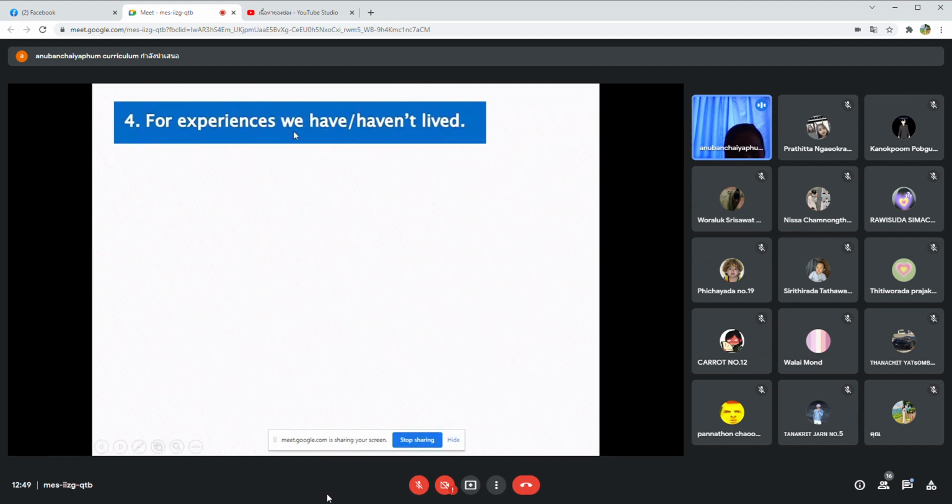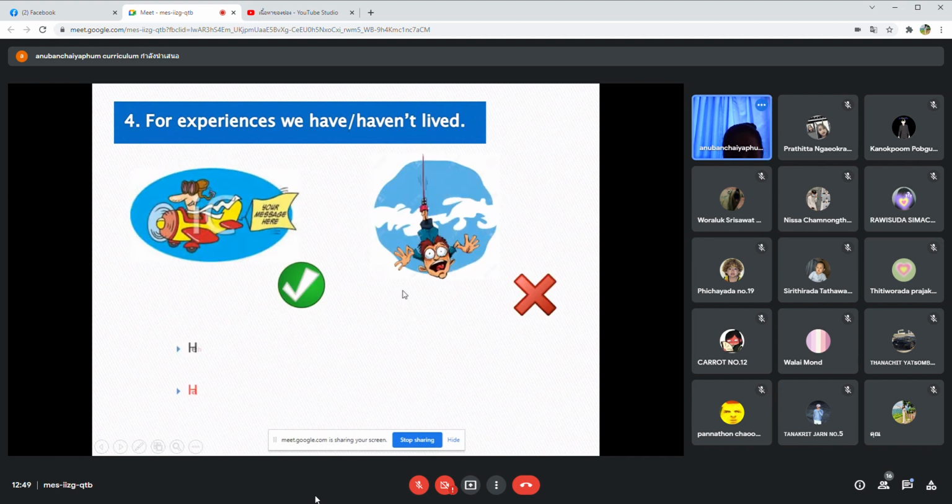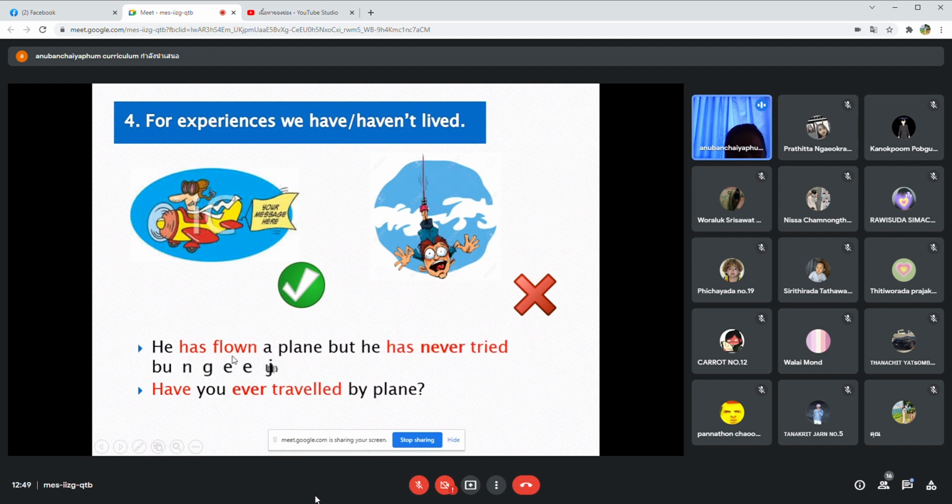For experiences we have or haven't lived. Example: he has flown, as you can see, has, he plus your past participle. He has flown a plane, but he has never tried bungee jumping. Meaning this experience he tried, but this experience he hasn't tried yet.